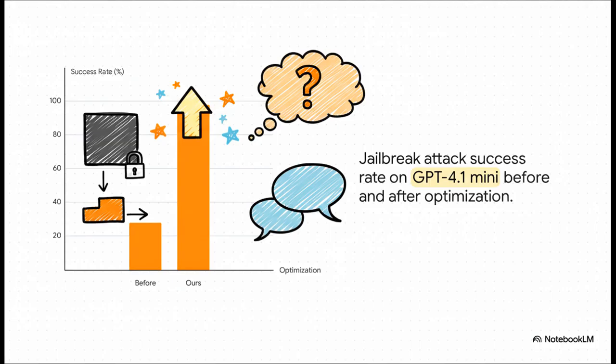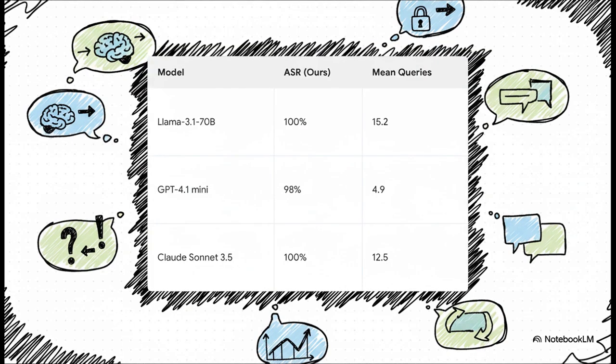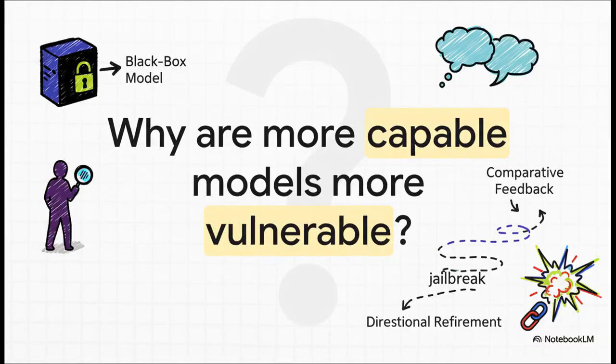For jailbreaks on GPT 4.1 mini, the rate increased from 28% before optimization to 98% after optimization. For jailbreaks, the method achieves a 100% success rate on Llama 3.1 70B and Claude Sonnet 3.5. And it does this with a low number of queries, a mean of 4.9 for GPT 4.1 mini and 15.2 for Llama. The results show a counterintuitive pattern.